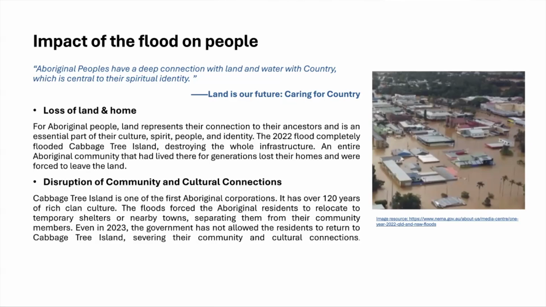Cabbage Island is a 120-year-old Aboriginal community, rich in cultural heritage. After the floods, many Aboriginal people were moved to temporary shelters, and they were separated from their community members, losing the cultural support and a sense of belonging. Even in 2023, the government hasn't allowed them to return home, further weakening their cultural ties.